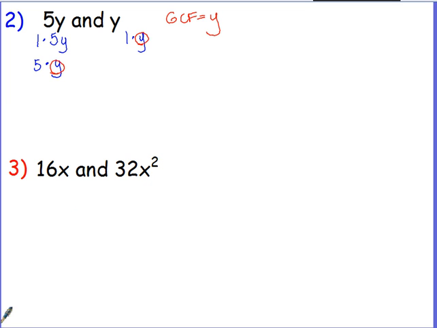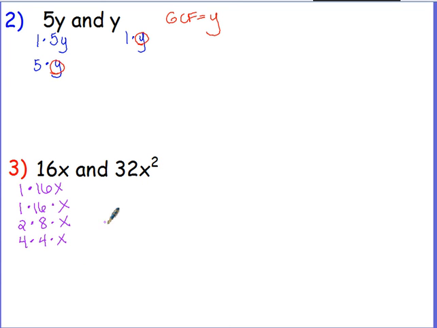For the next example, we have 16x and 32x squared. So 16x, let's break this apart. I have 1 times 16x. I could also break apart the coefficients separately from the variable. The coefficient can be listed as 1 times 16 times x. I can have 2 times 8 times x. I cannot have 3, but 4 times 4 times x. Since 4 is a repeat factor, that is my complete list. 5 won't work, 6 won't work, 7 won't work, and I'm back at 8 and then up to 16.